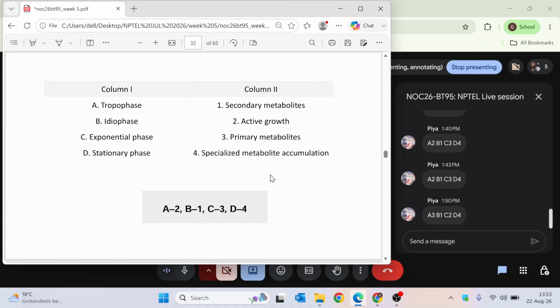So the right match is that trophophase pairs with active growth. That's the active growth phase. And idiophase goes with secondary metabolites. In exponential phase, you see the primary metabolites getting produced. It's a phase completely for primary metabolites, and in the stationary phase, specialized metabolite accumulation happens.